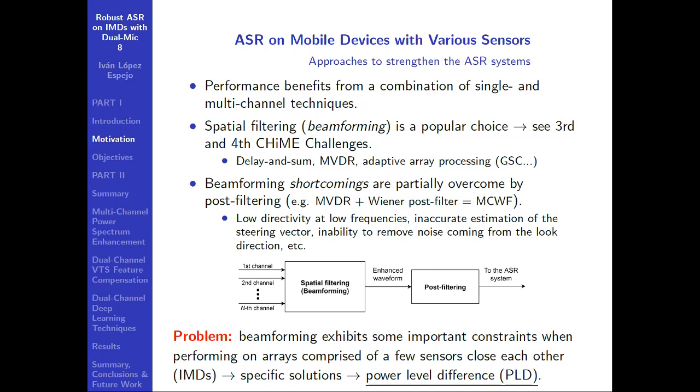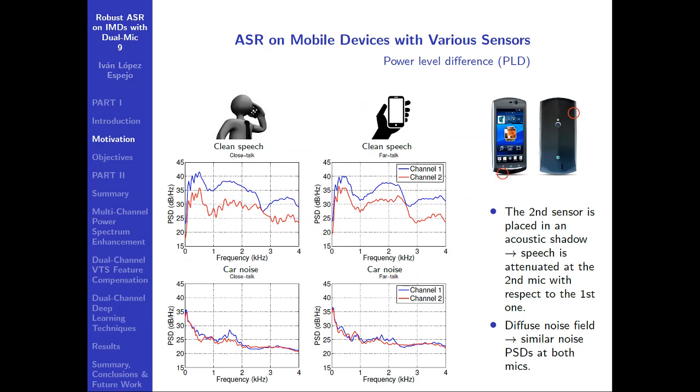And in particular, spatial filtering is a popular choice for speech enhancement in this context. In these challenges, as we checked, beamforming shortcomings, like for example low directivity at low frequencies, are partially overcome by means of post-filtering. However, beamforming shortcomings are especially harmful in the case of arrays comprised of a few sensors close to each other. For example, let's think about a dual microphone smartphone. And in this scenario, beamforming can even degrade the performance of the speech recognition system, so we're required to design specific solutions.